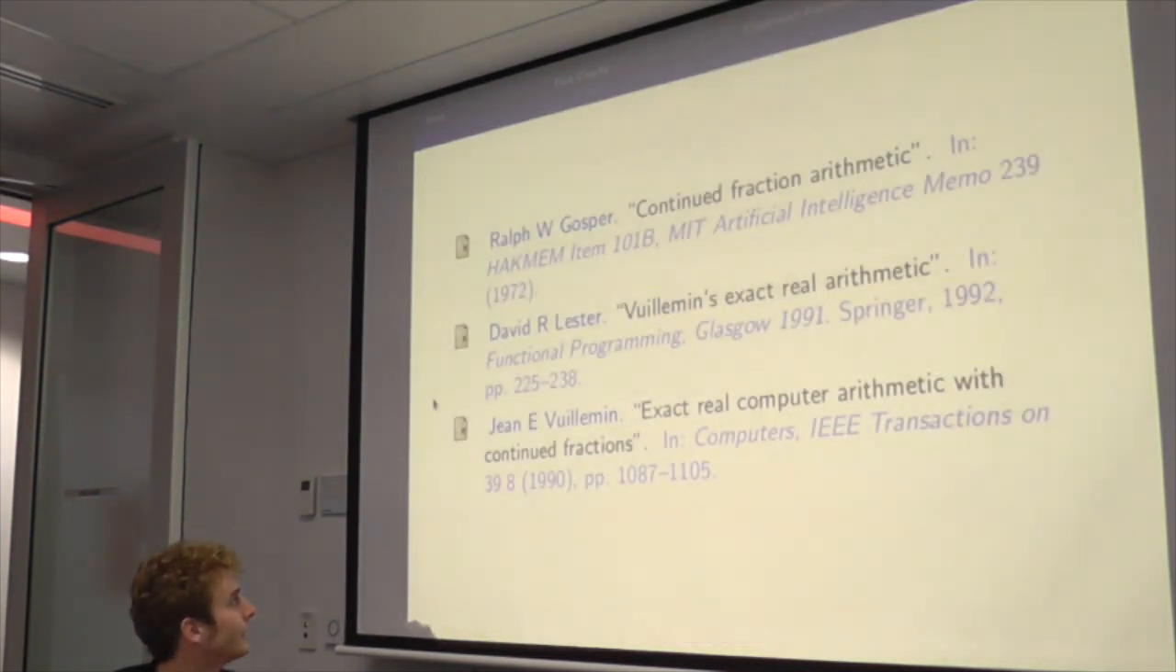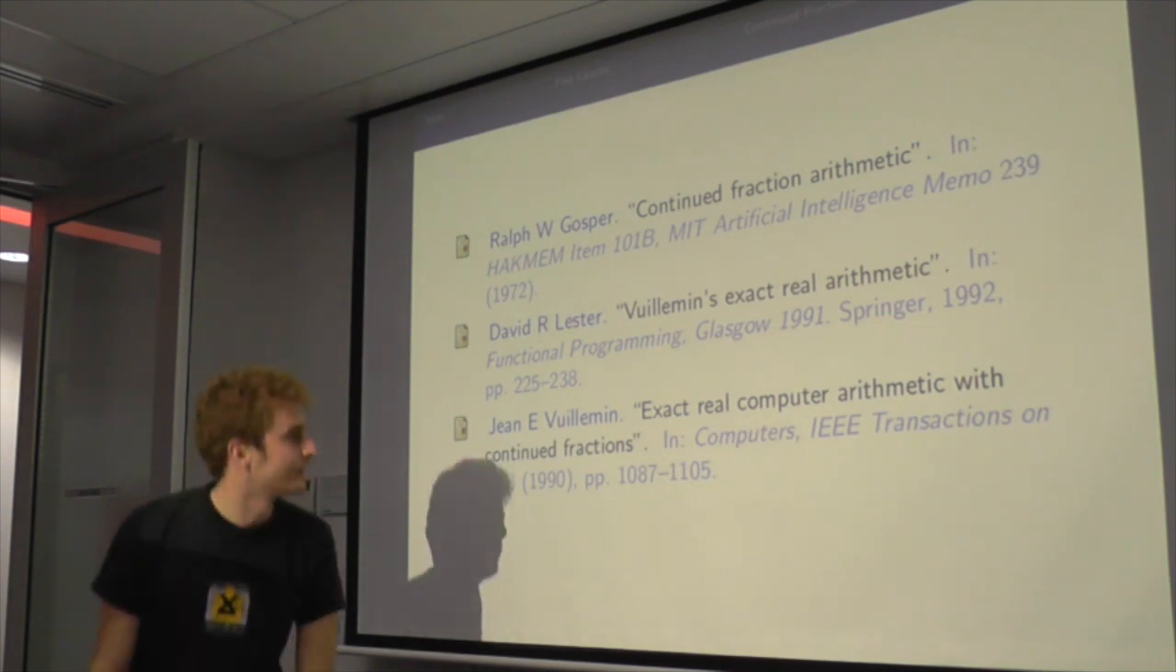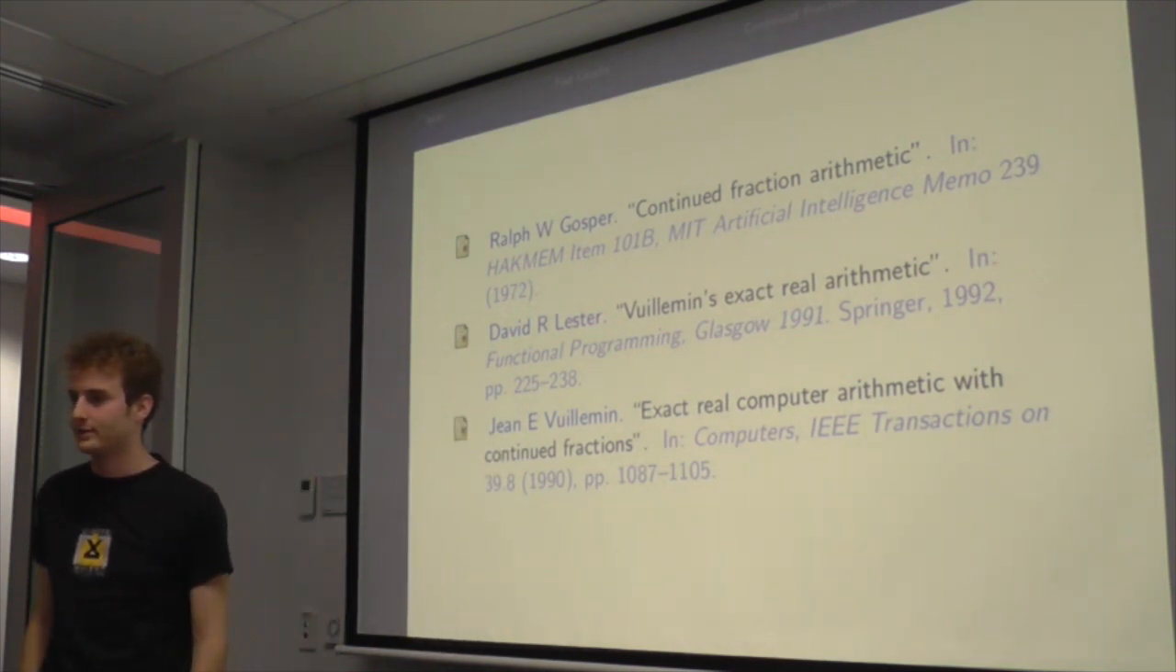All right. So if you're interested in this kind of thing and you want to look up some code, see how it works, there's a package on Hackage which does the Cauchy sequences method, which is just called numbers. And I looked around for something that did continued fractions, and I couldn't find anything, so I wrote one. So if you want to check that out, it's just on my GitHub. And cool. Other than that, some papers to read if you're curious. That's it.